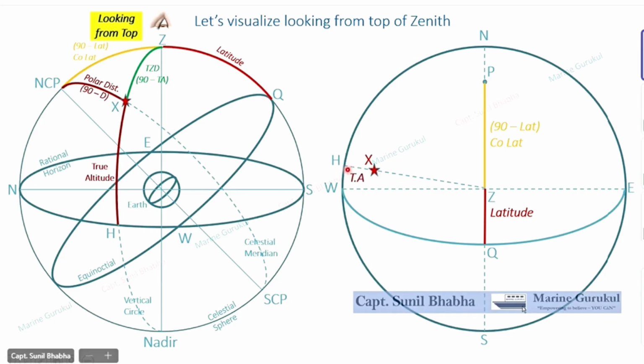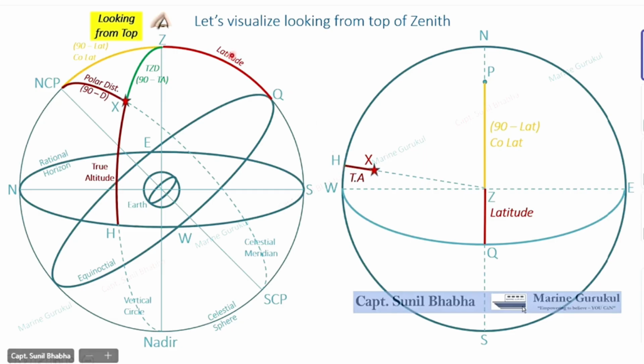Now you can see H to X is the true altitude of the body. So concentrate on the celestial sphere diagram. You see X to H highlighted in the maroon color. You have the true altitude of the body. The same true altitude is represented H to X in the rational horizon diagram. So let's highlight it with maroon color here also in the rational horizon diagram.